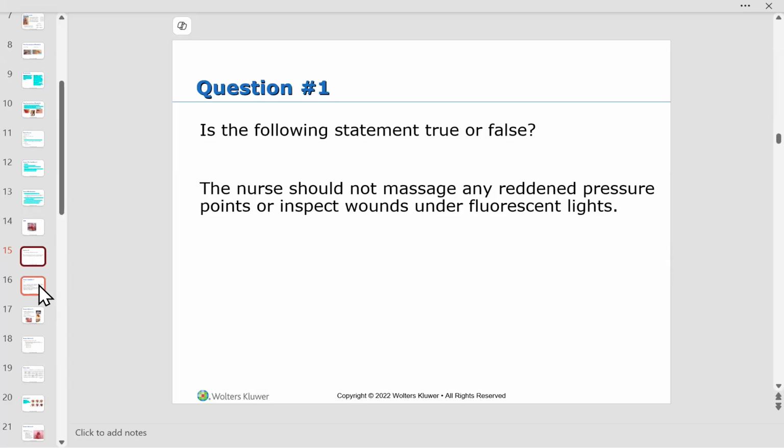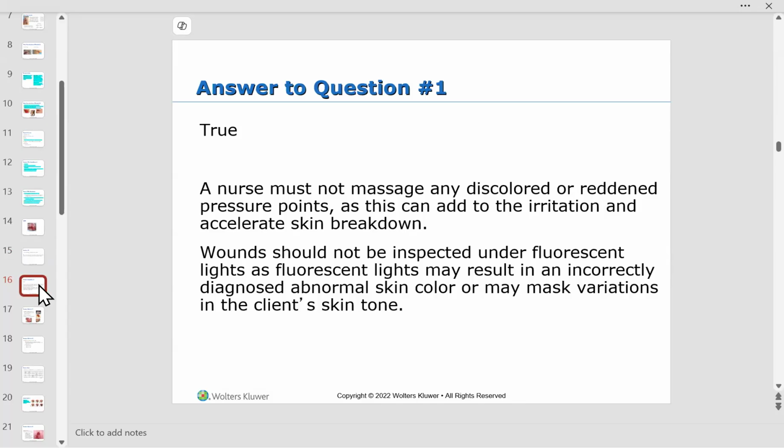Never, never, never, never massage any area on the skin that's discolored or a pressure point that's reddened, because this can accelerate the breakdown. And you should not look at wounds under fluorescent lights because they kind of change the tone of the skin color, right? Incandescent lights or LED lights are the best, okay?